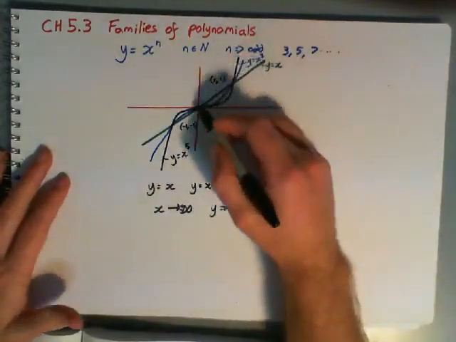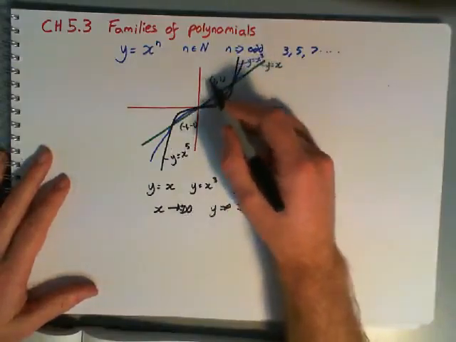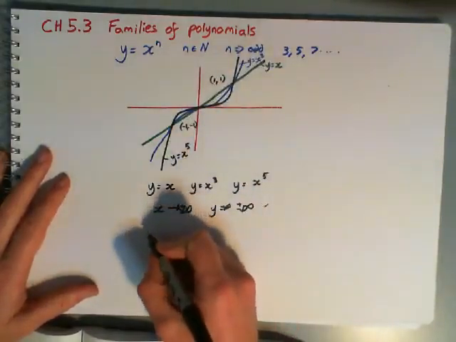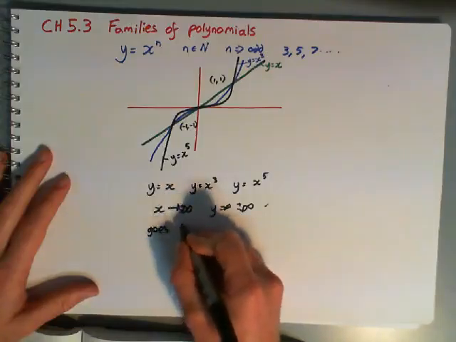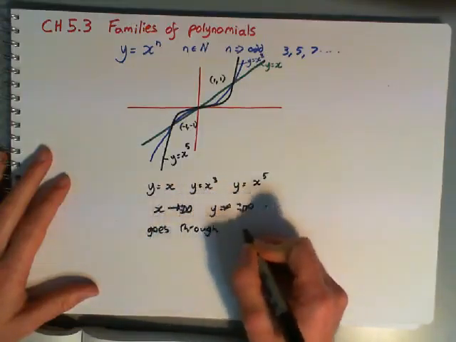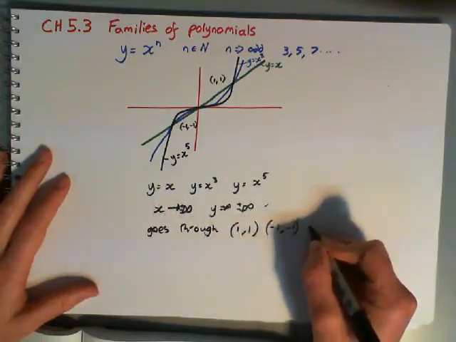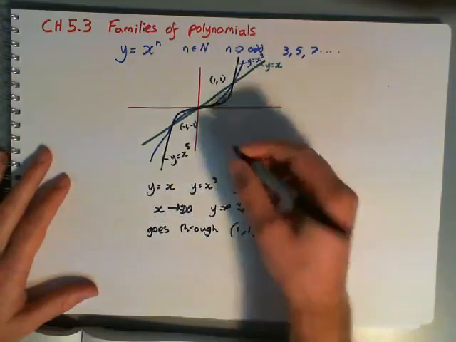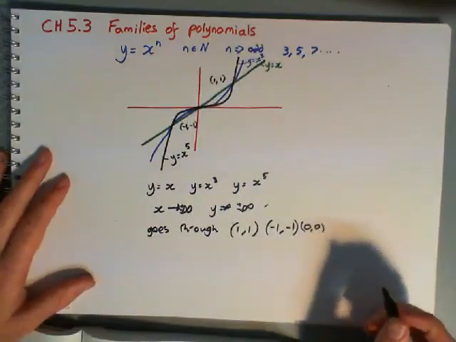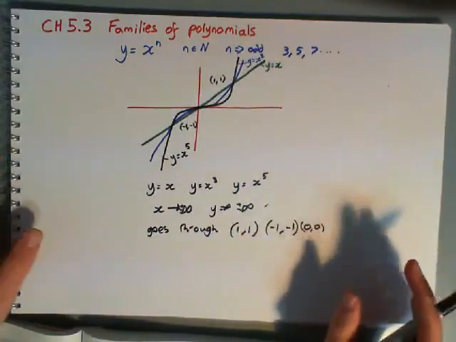As I said before, all three graphs go through the points 1, 1 and minus 1, minus 1, and 0, 0, which I didn't point out before. They all go through the origin because we haven't moved it left or right.